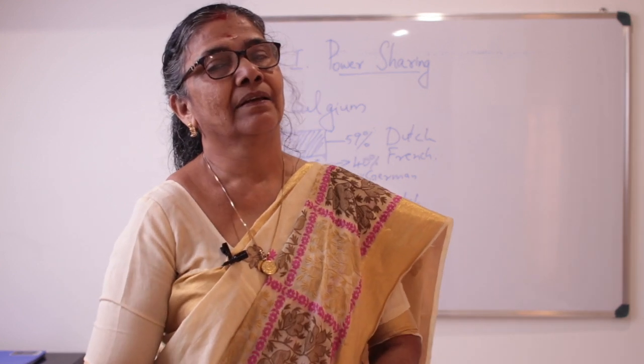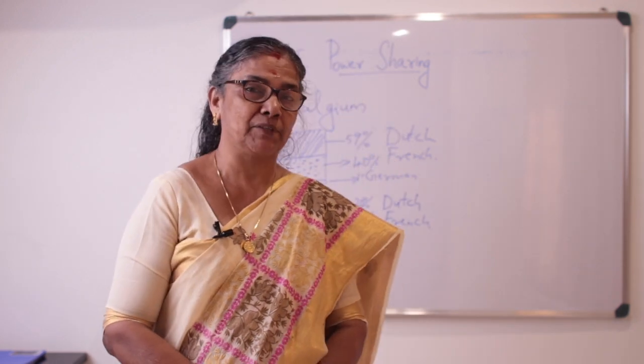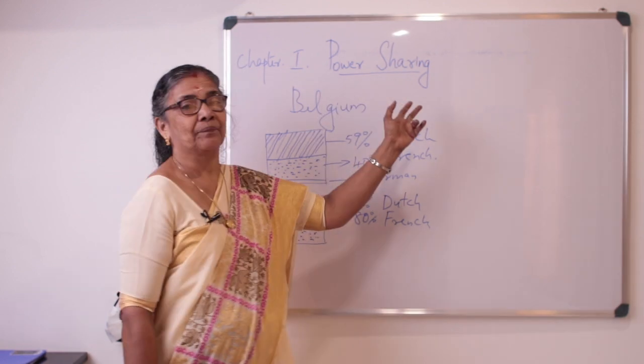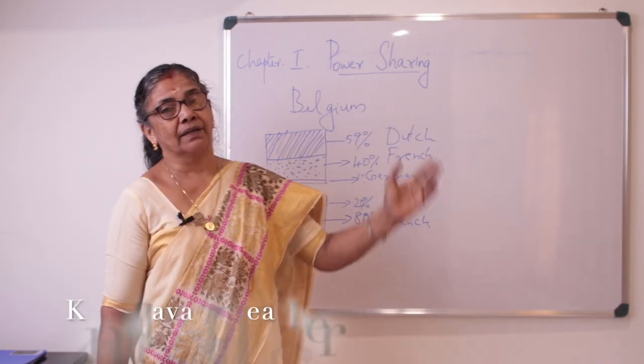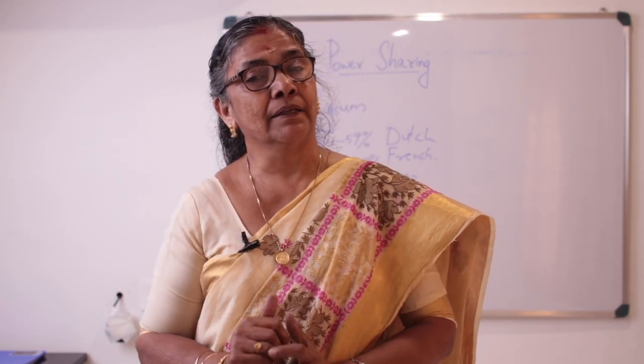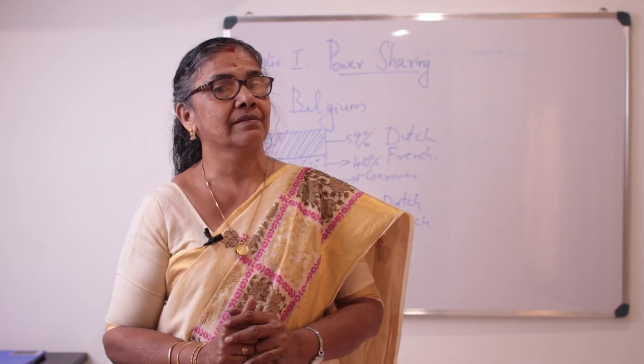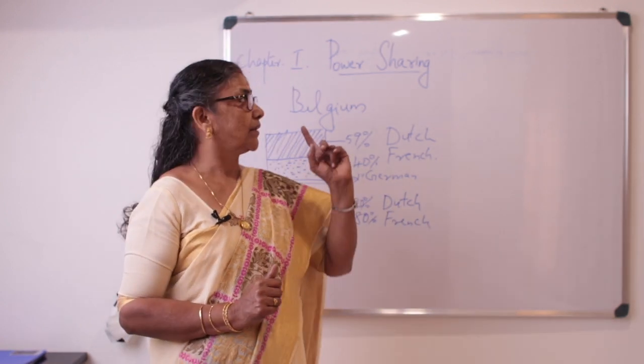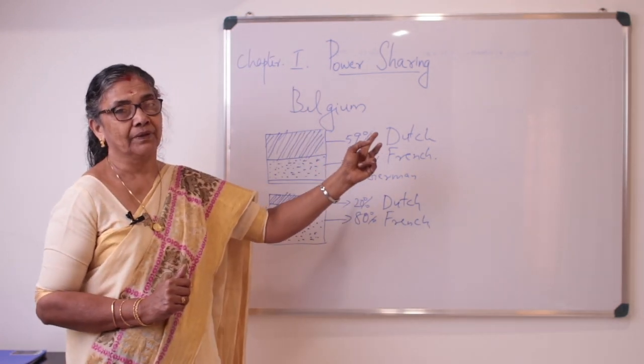Namaste. Here we are learning the first chapter of the political science textbook for the 10th standard, that is, the first chapter is power sharing. In order to know the importance of power sharing, we are learning the examples of two countries. So the first country we are talking about is Belgium.